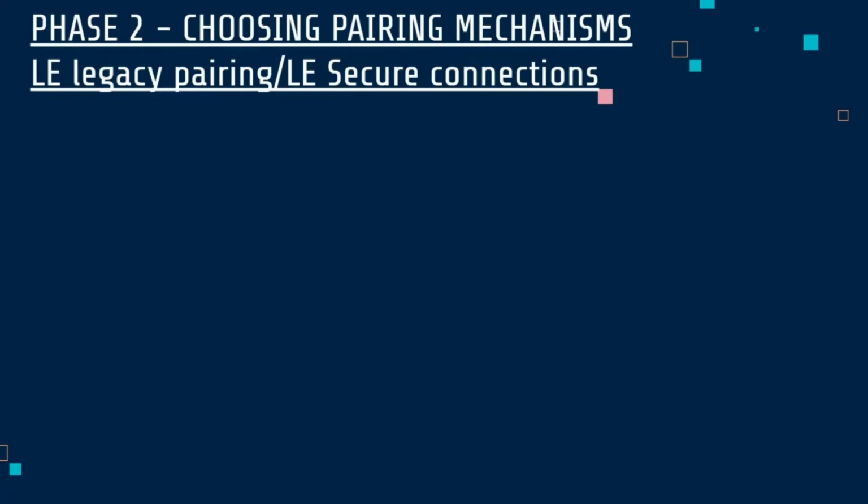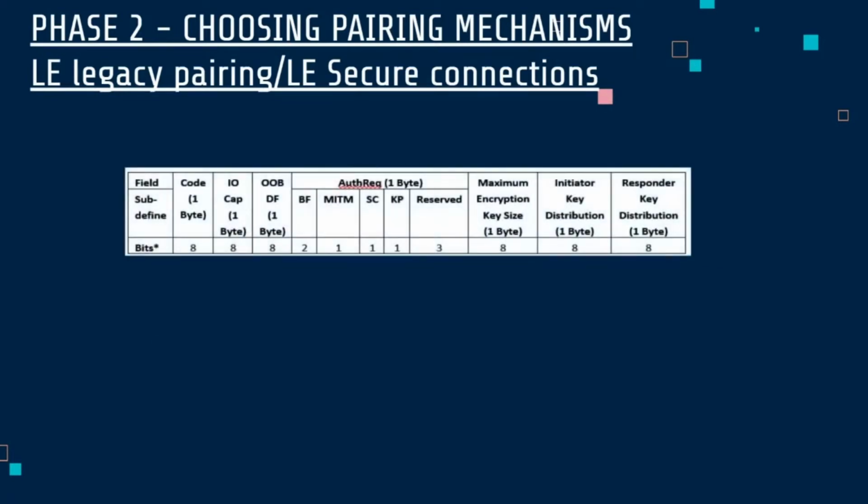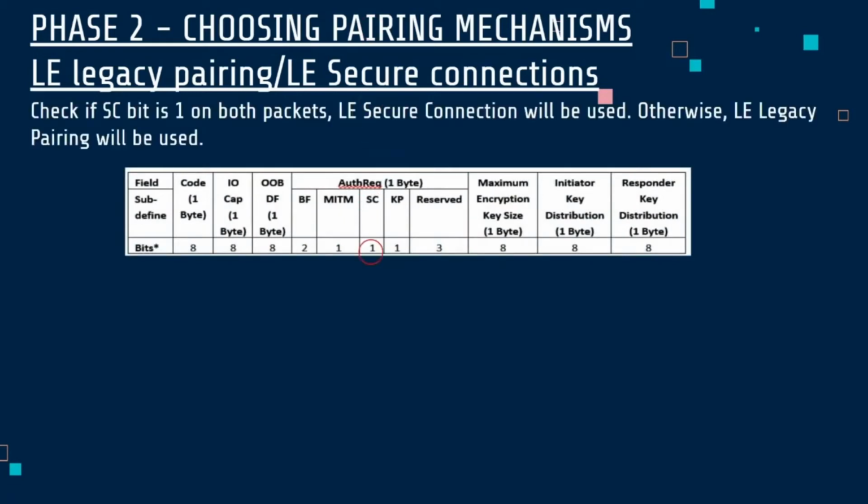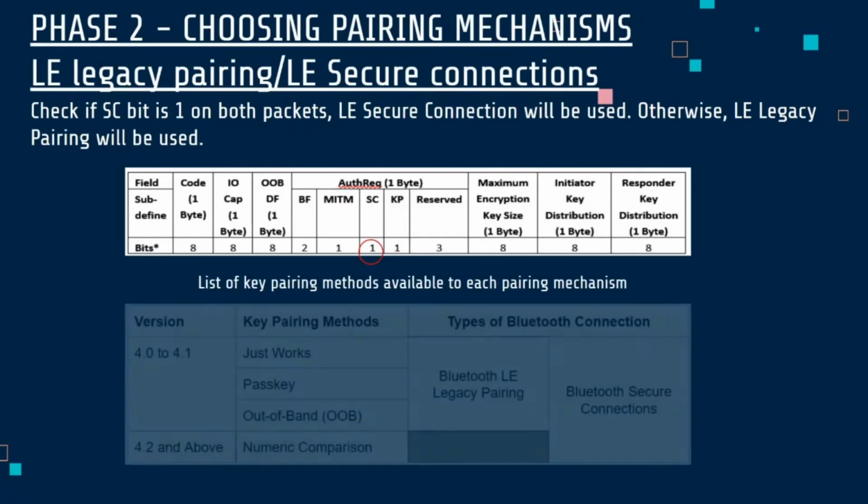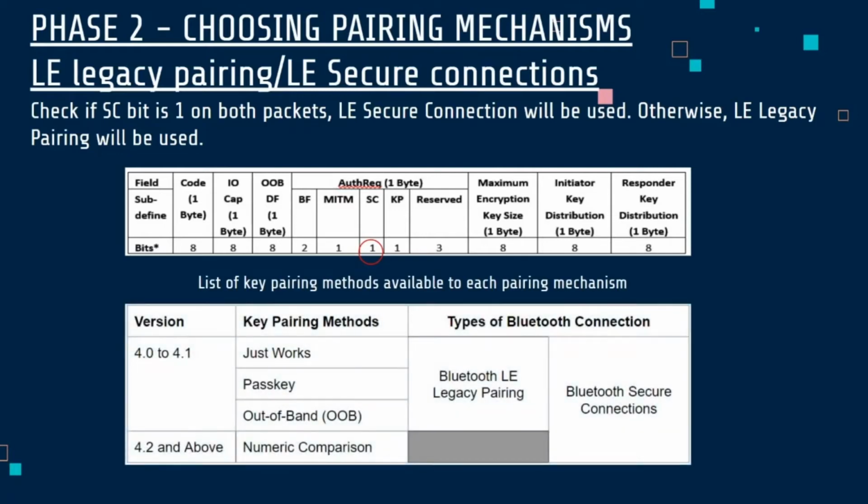Firstly, how do they choose which pairing mechanism to choose from? As mentioned earlier in the response packet, if both devices indicate 1 in the SC column, it means that secure connection will be supported on both devices and it will be used. Otherwise, if one of the devices is unable to support secure connection, legacy pairing will be used instead. And according to this pairing mechanism chosen, they'll have a list of key pairing methods that is available to them. As shown in the table, Bluetooth secure connections have an additional key pairing method, which is numeric comparison.